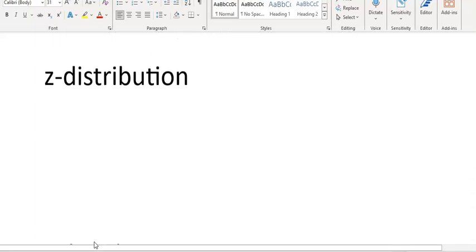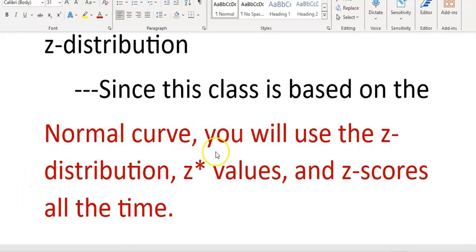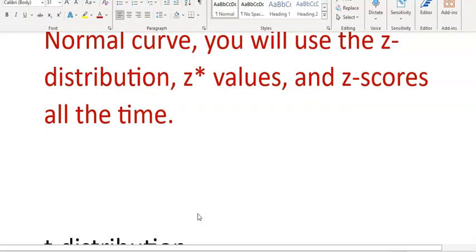A z distribution is based on z-score, and z-score is based on a normal curve. A z-distribution is basically your default distribution. It's pretty much the one you're going to use most of the time. So that's pretty much your go-to distribution. Since this class is based on a normal curve, you would use a z-distribution, z-star values, that's at 1.96 and so forth, and z-scores all the time.